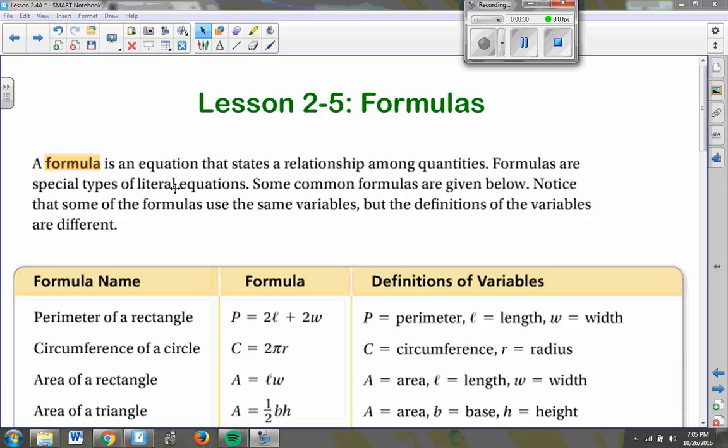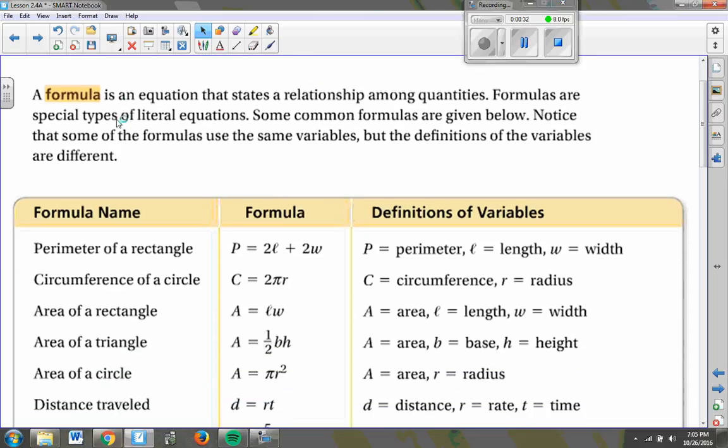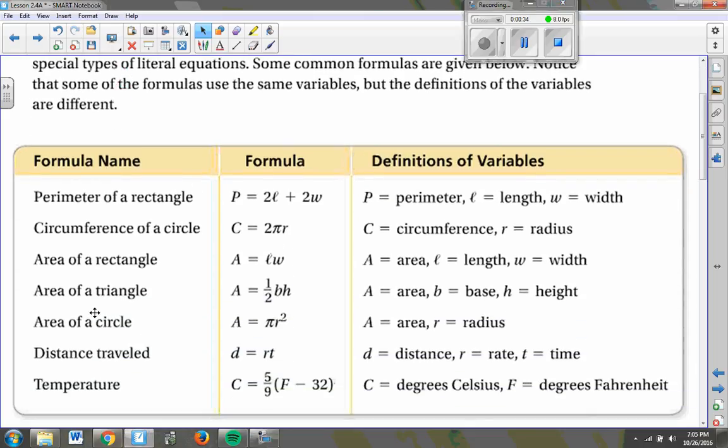Here's a table of some common formulas: perimeter of some shapes, a couple of area formulas, area of a rectangle, area of a triangle, area of a circle, distance, which is given as rate times time, basically speed times time, and then this temperature formula to go from degrees Celsius, which they use in other countries, to degrees Fahrenheit, which we use here in the United States. All of these are formulas that relate two or more quantities, and they give you the definitions of these variables.